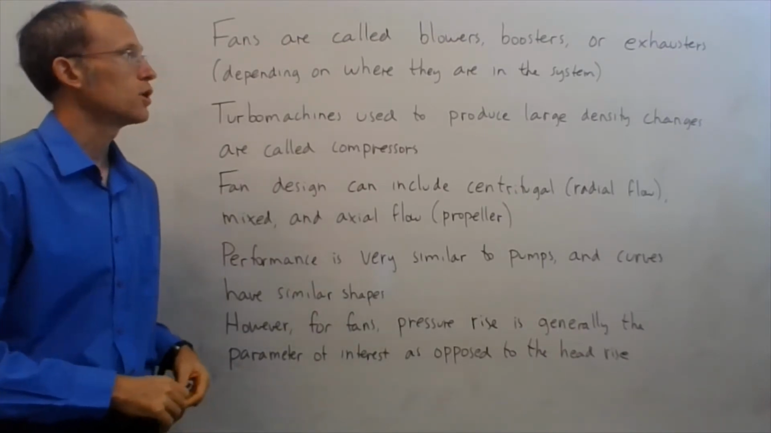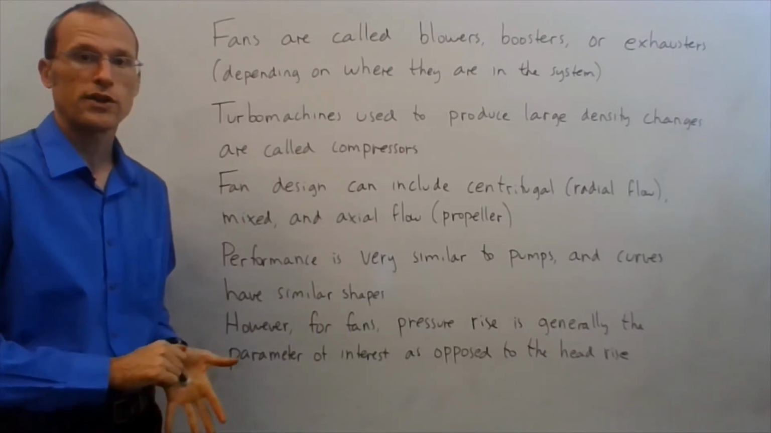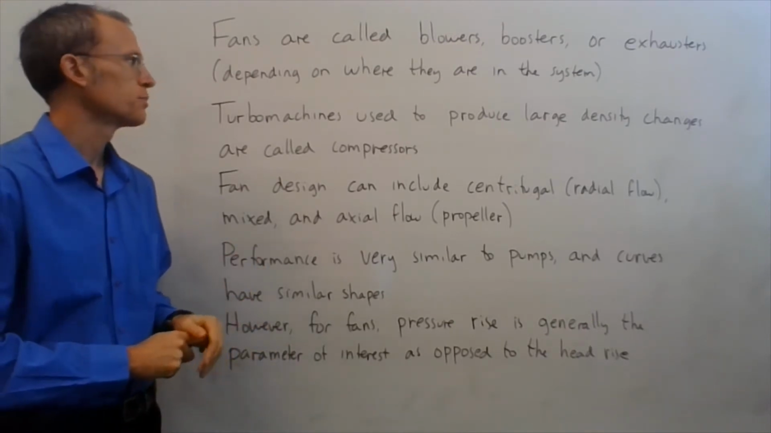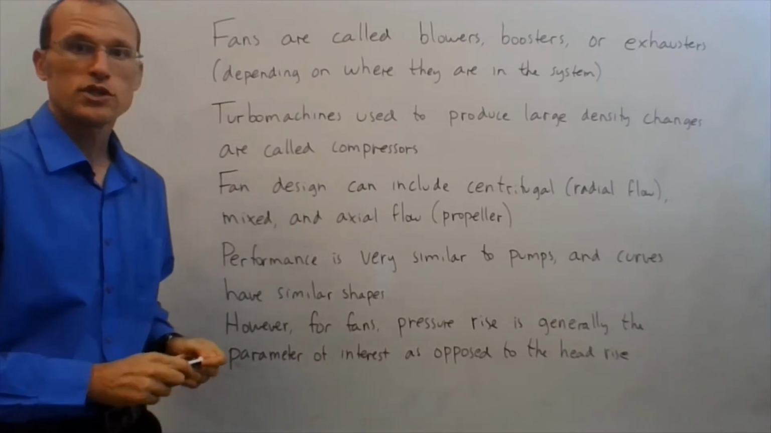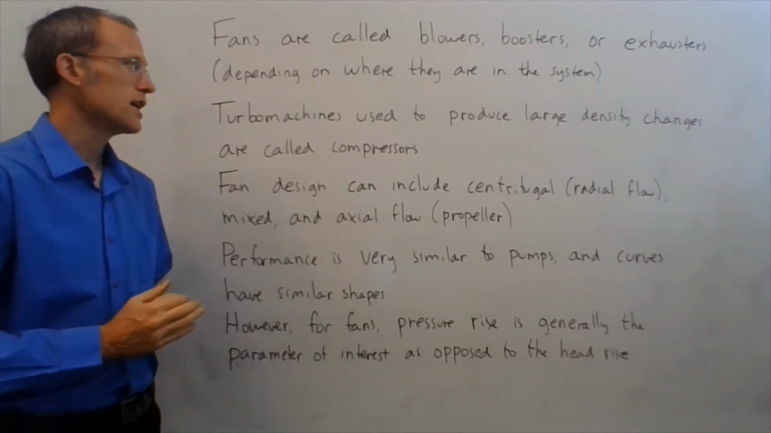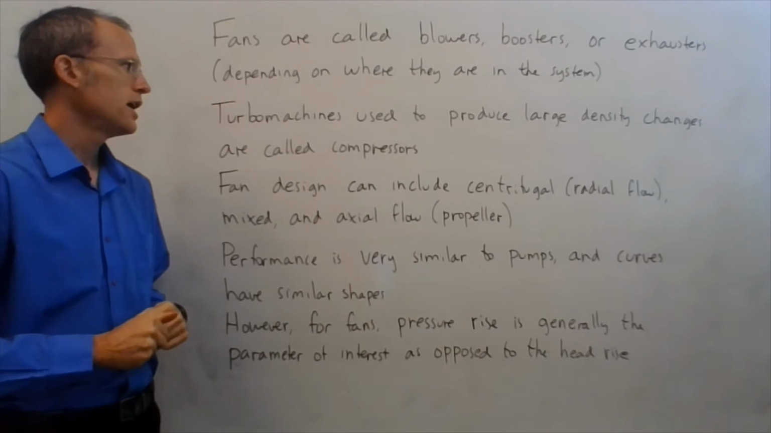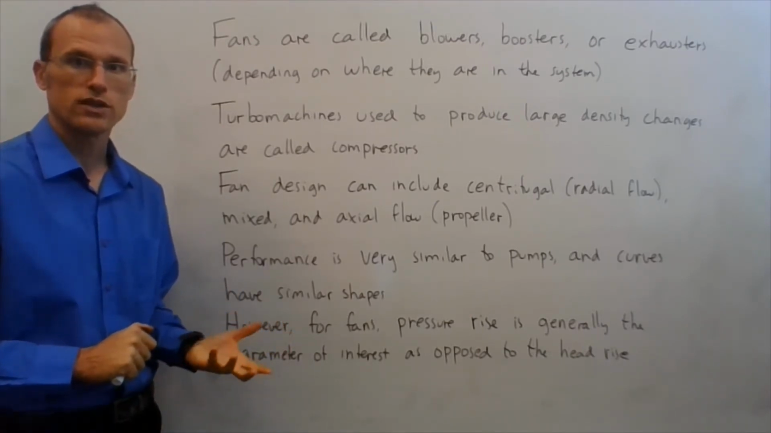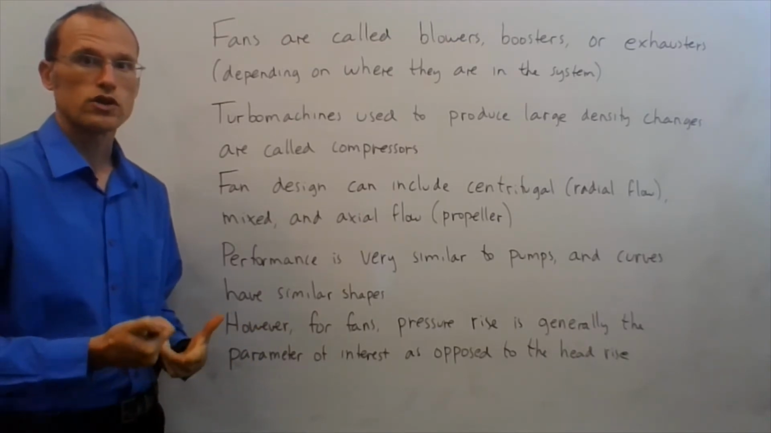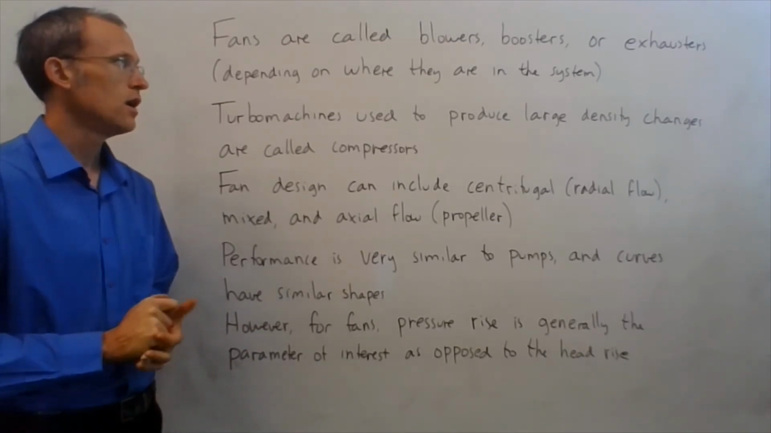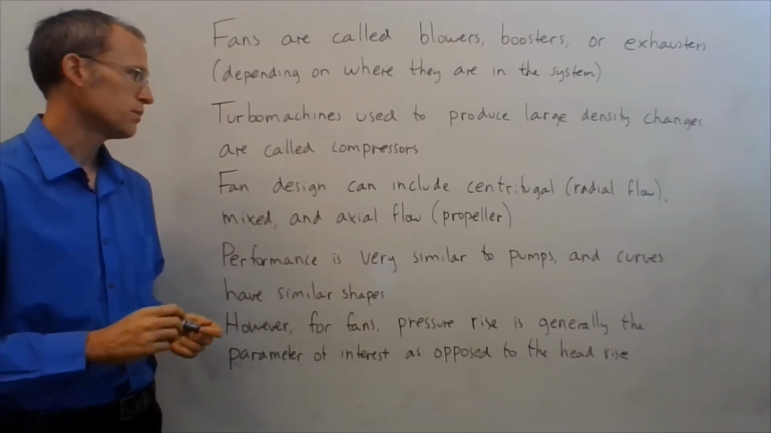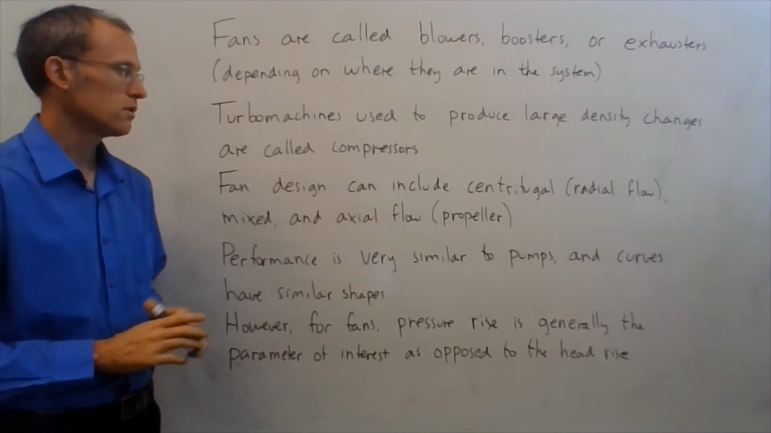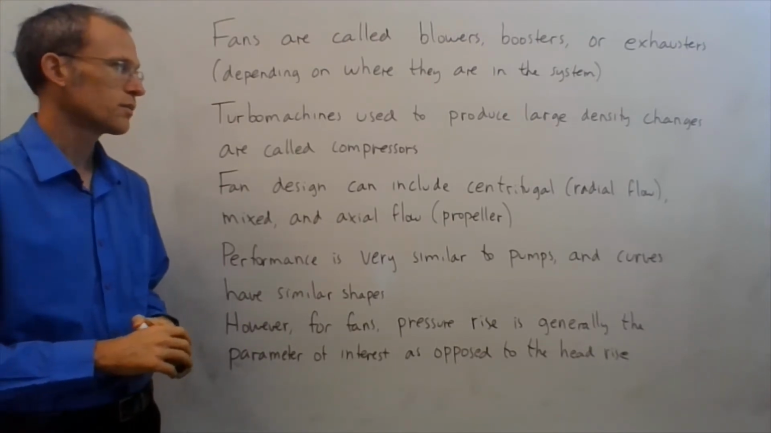So fans can also be called blowers, boosters, or exhausters, depending on where they are in the system. So at the very beginning it's a blower, in the middle is a booster, at the end it's an exhauster. A turbo machine that's used to produce a large density change or large pressure change is called a compressor. So the fans generally only have small pressure changes, less than 1 psi. If you want something to have a large pressure difference on a gas, you're generally dealing with a compressor. And the designs of these things can include centrifugal, axial, and mixed, just like we saw before.